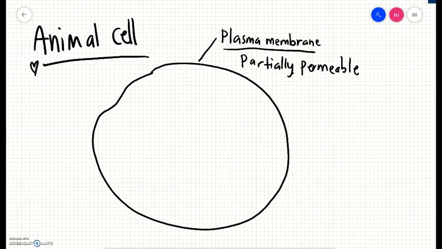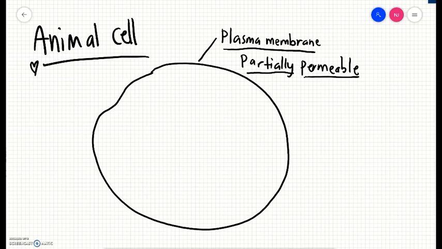Okay, partially, separuh saja, separuh. Permeable ni kamu kena ingat as if macam permission. So dia hanya bagi permission untuk sesetengah substance, bahan saja yang boleh lalu. Dia bukan freely everything can pass through the plasma membrane. Dia akan tapis certain substance, mana yang boleh lalu, mana yang tidak boleh lalu.